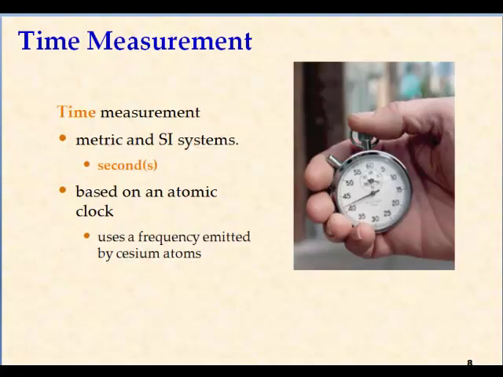Now we come to the last one, and that is the time measurement. The time is measured in seconds, so we still have the same thing. 60 seconds will constitute a minute, and 60 minutes will constitute an hour, and it's based on the atomic clock, and it's the same values that you are already familiar with.